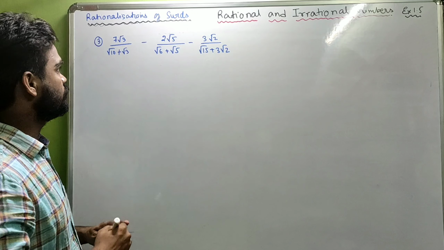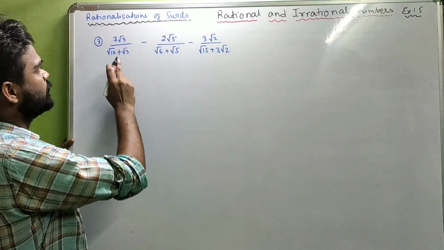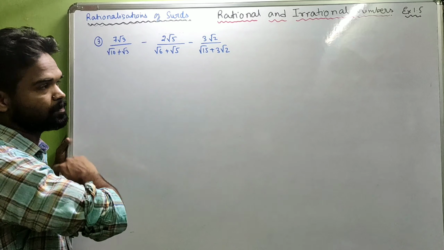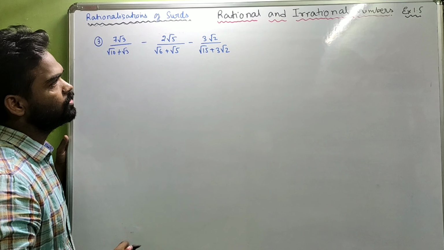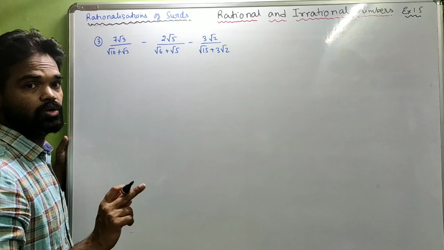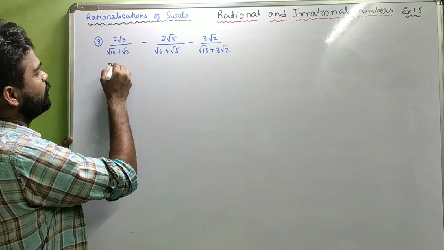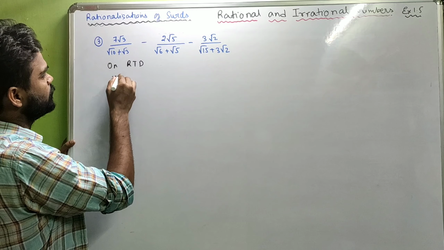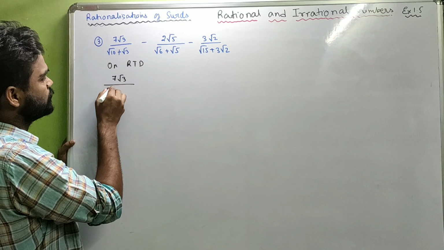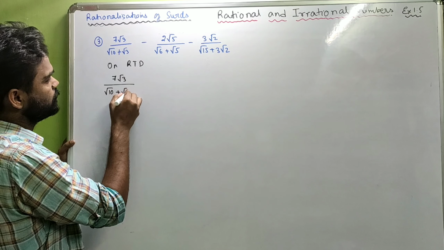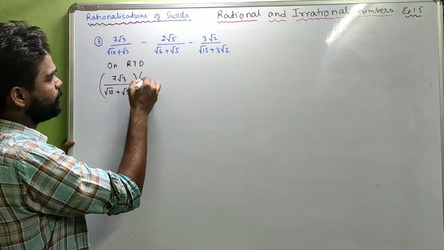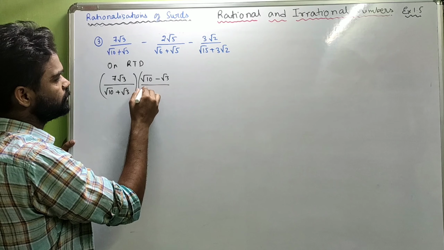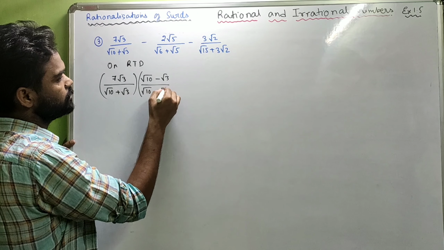Now look at sum number 3, very interesting. Rationalize the denominator again: 7 root 3 by root 10 plus root 3, minus 2 root 5 by root 6 plus root 5, minus 3 root 2 by root 15 plus 3 root 2. On rationalizing the denominator, you see 7 root 3 by root 10 plus root 3. So how do we rationalize this? We multiply with the conjugate of the denominator, isn't it?